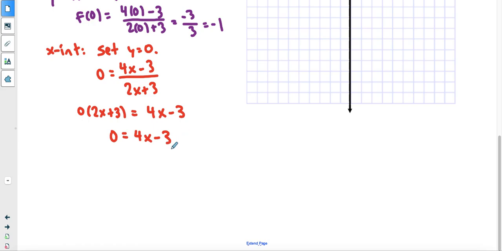To solve this, I can add 3 to both sides. So I'll get 3 is equal to 4x. And now, if I divide both sides by 4, I'll get x is equal to 3 over 4. And now we have all we need to graph this function. So let's use this information that we just figured out to help us graph my function.